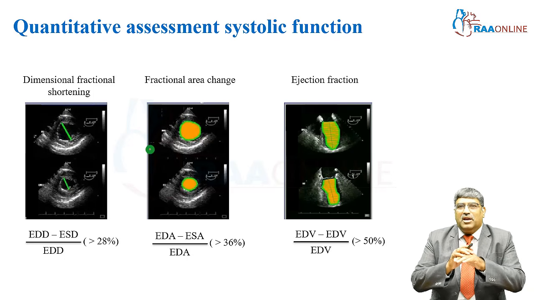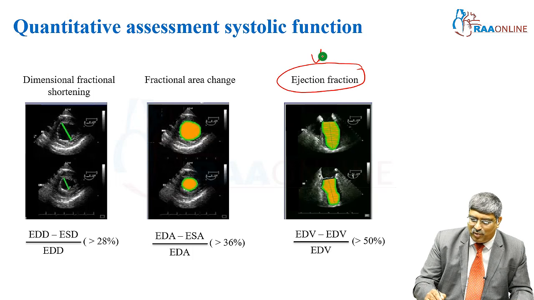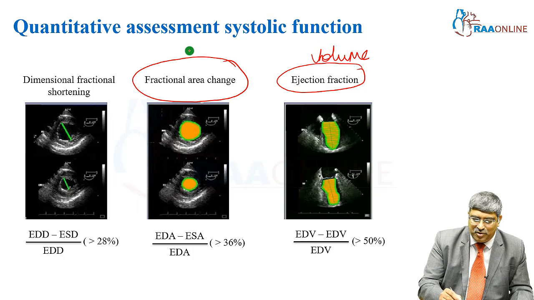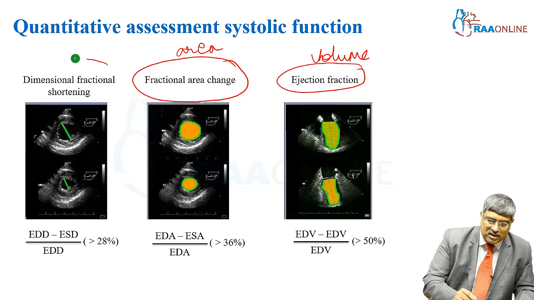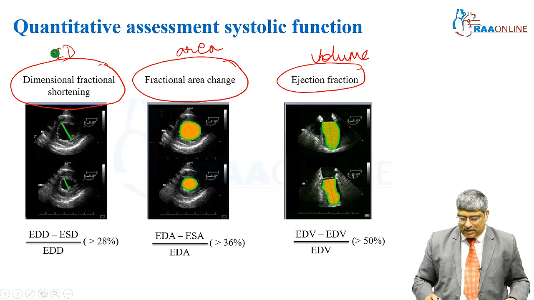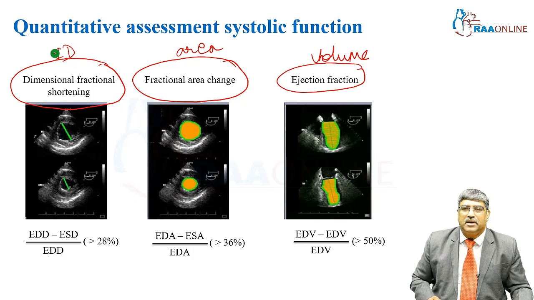So for the systolic function, you have ejection fraction, which is the volume. You have the fractional area change, where you measure the area of the left ventricle in systole and diastole. Then you have fractional shortening, where you measure the internal diameter of the ventricle. So, these are the various parameters for assessing the systolic function of the ventricle.